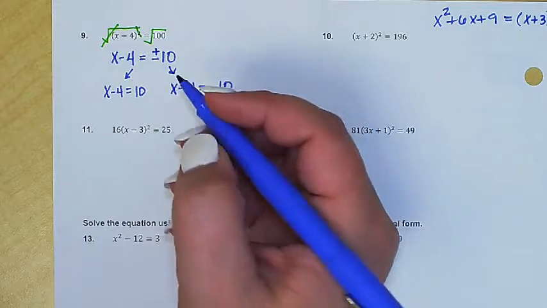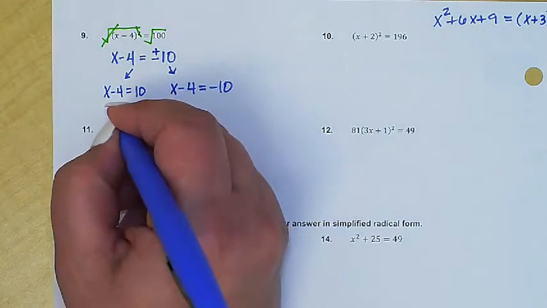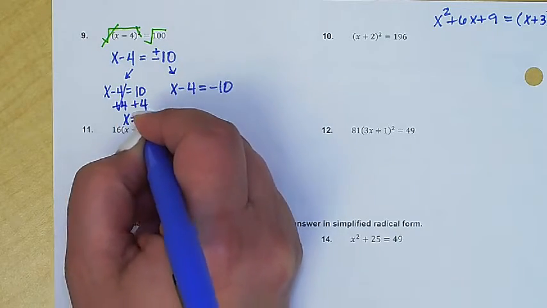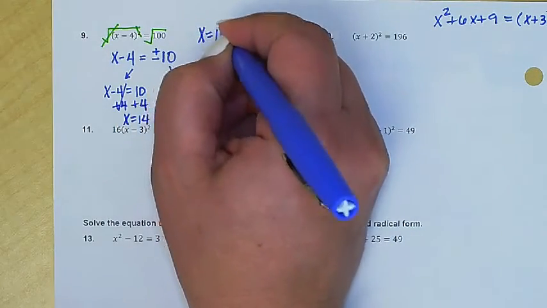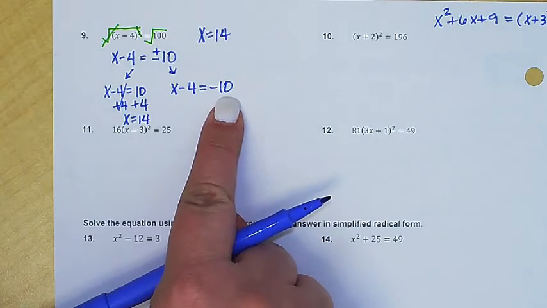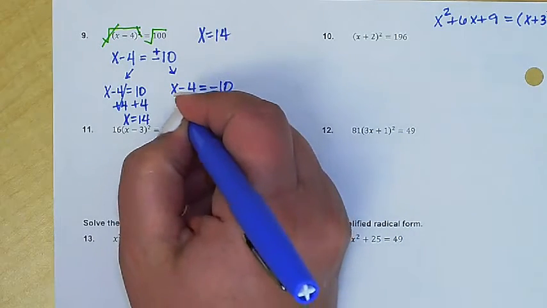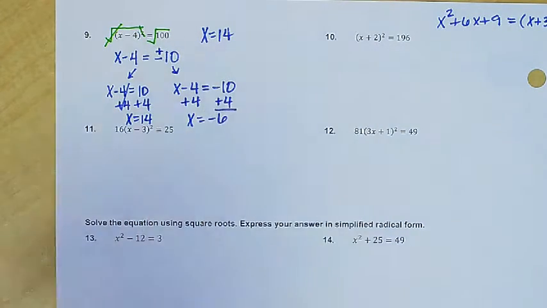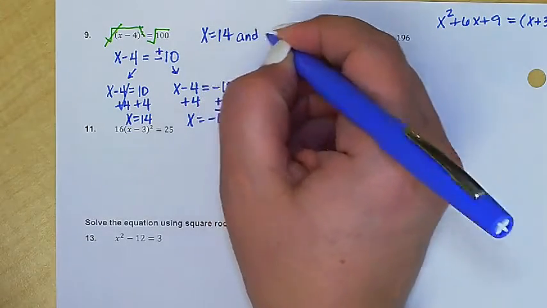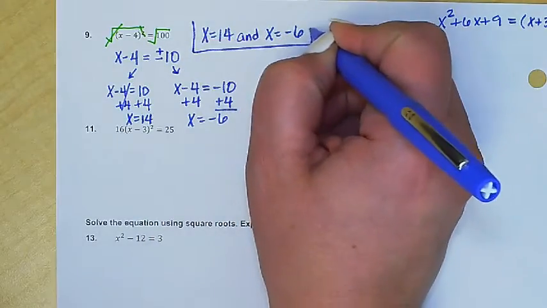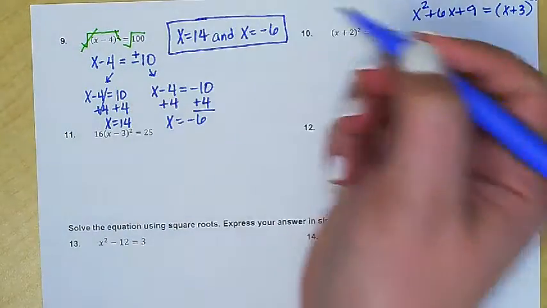So if the right side is a positive 10, then when I solve this, x will be 14. So one of our solutions here is 14. If the right side is negative 10, then when I solve this, that solution is going to be negative 6, because negative 10 plus 4 is negative 6. So the other solution here is negative 6. So those are the two intercepts, or the solutions, to this quadratic. Okay.